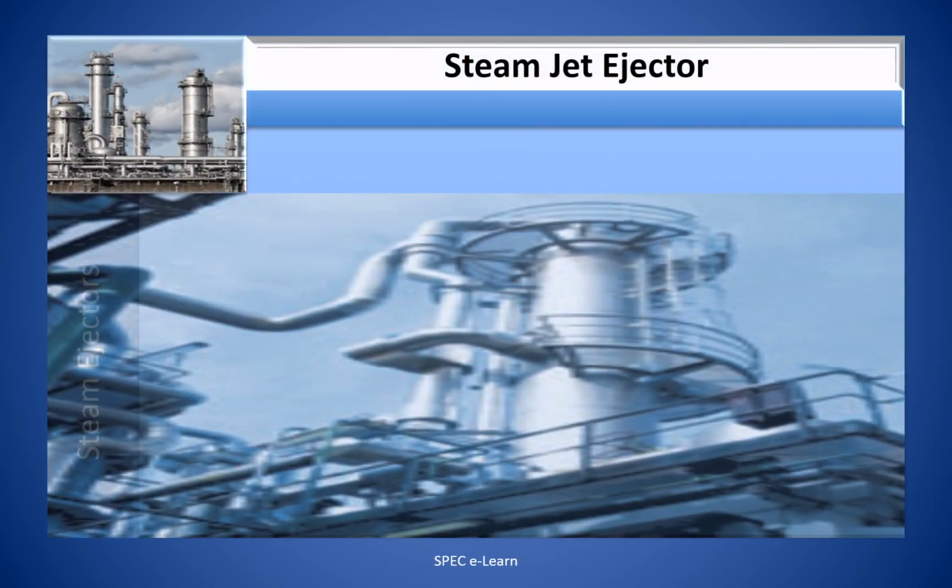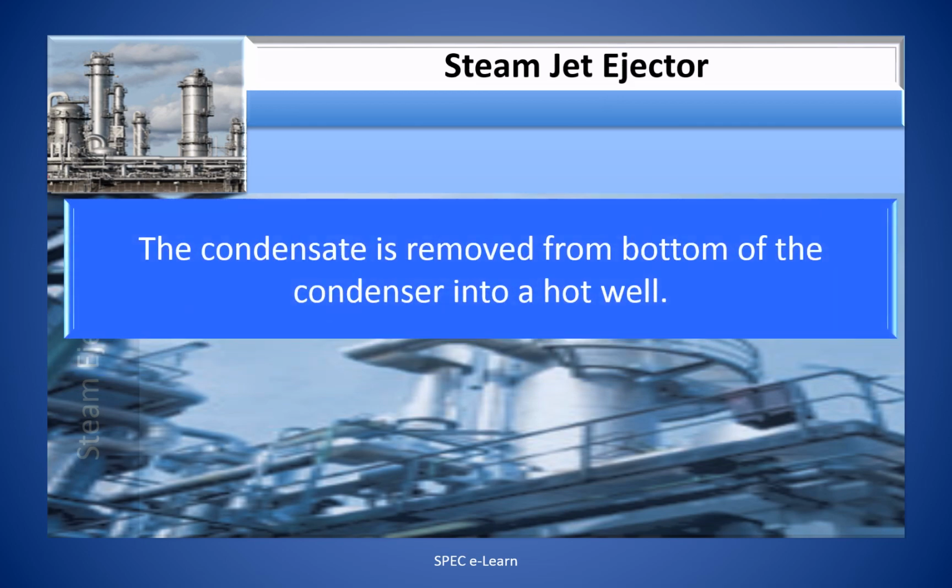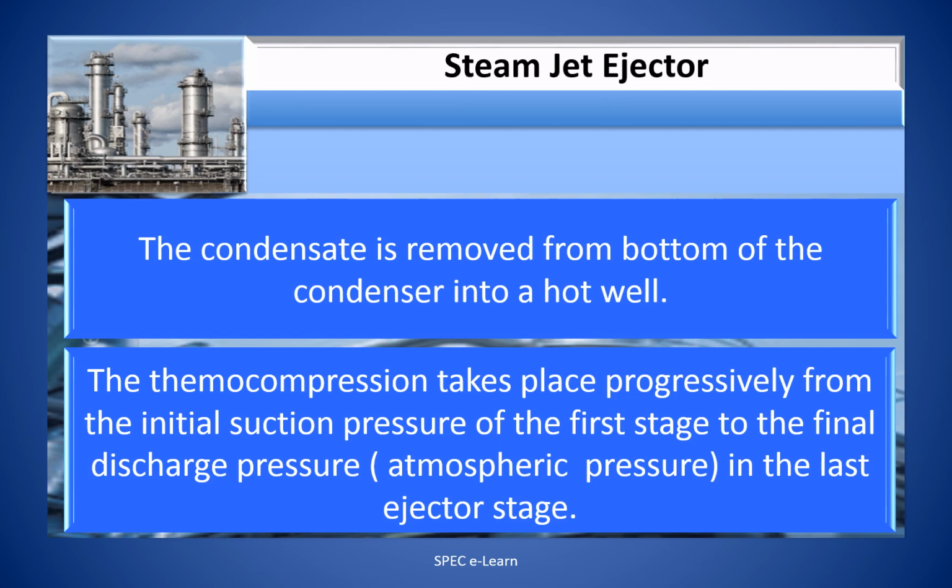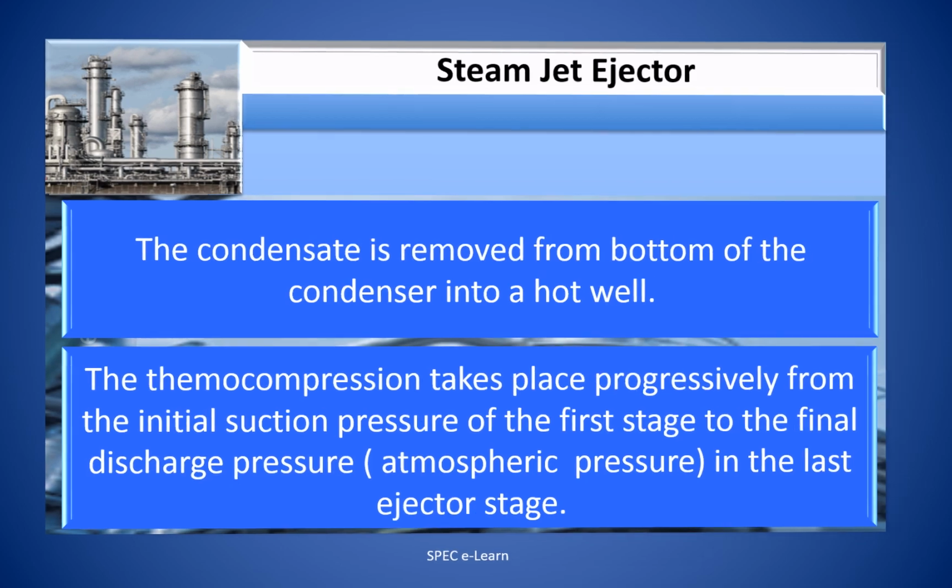The condensate is removed from the bottom of the condenser into a hot well. The thermocompression takes place progressively from the initial suction pressure of the first stage to the final discharge pressure in the last ejector stage.